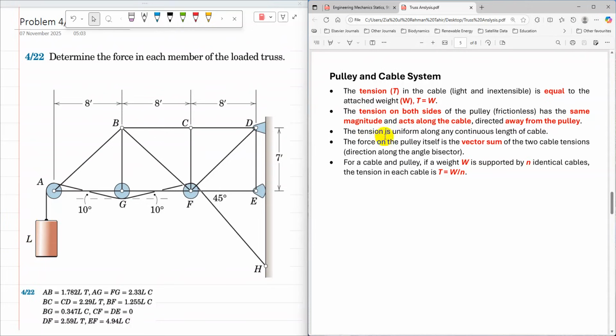And then the tension is uniform along any continuous length of cable. The cable starts from A, passes through G, then F, and is finally connected to H. So it is a continuous cable, and the tension along a continuous length of cable is the same. So the tension on any side of the cable along the pulley A, G, and F is equal to L.